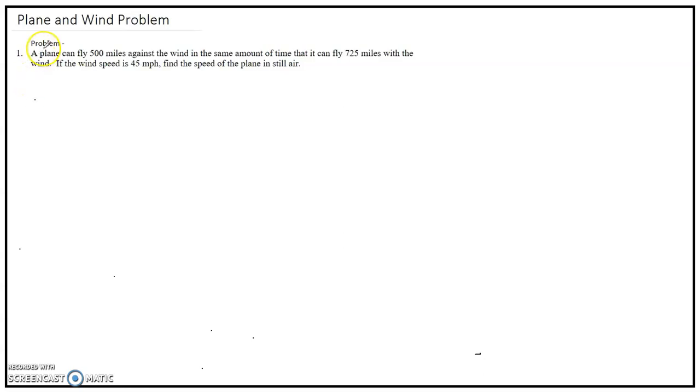This problem deals with a plane flying with and against the wind, and we're going to try to find the speed of the plane in still air. All right, so let's get started.